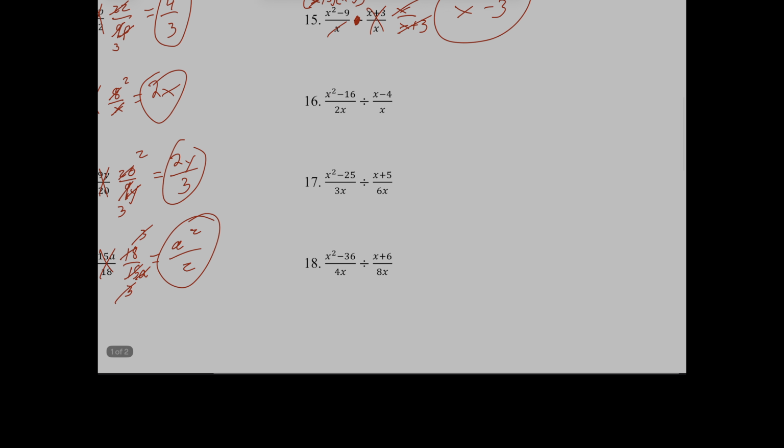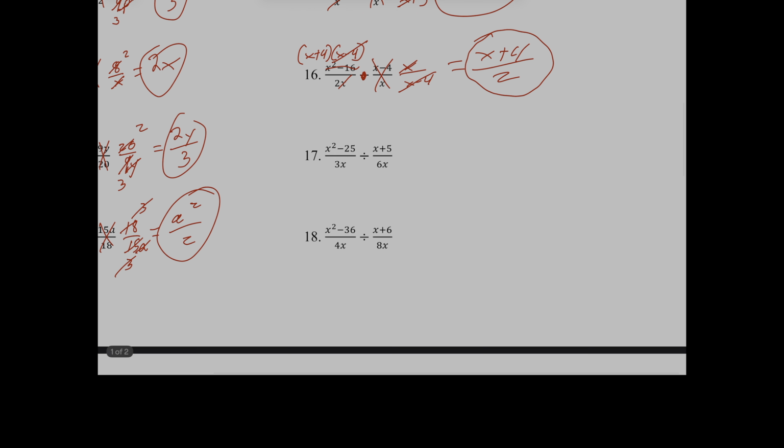Number 16, again, I see a difference of 2 squares. So I'm going to go x plus 4, x minus 4. Okay, now I'm going to multiply, and I'm going to flip. Now, let's take a look at this. An x minus 4 in parentheses and an x minus 4. If it's the entire denominator or the entire numerator, you're allowed to cancel them. And now look, I just have my x's. An x there and an x there. Okay, that's a lot of crossing out. What's left over? An x plus 4 on top and a 2 on bottom. Can I cancel out the 4 and the 2? No, because the 4 is attached to a plus sign. That's a glue saying you're not allowed to do that.